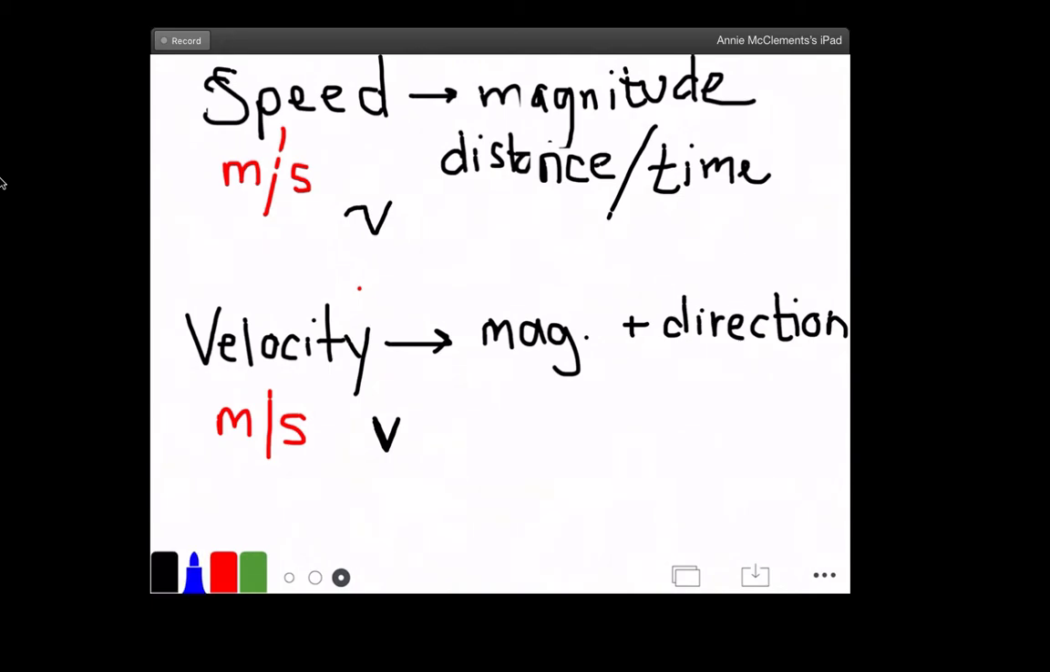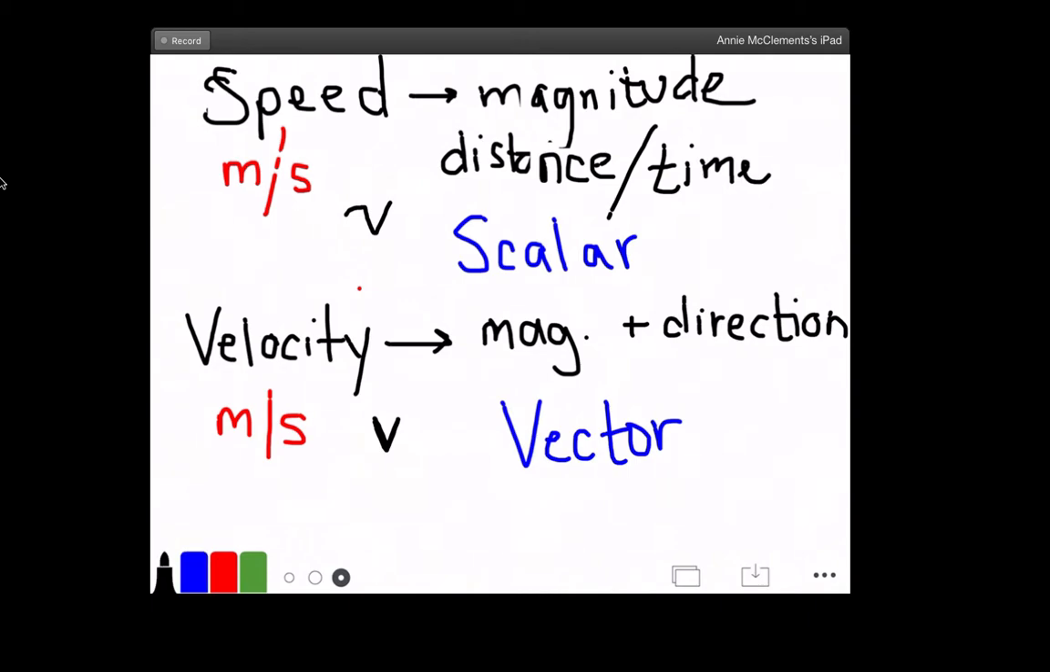Quick little vocab word for you guys. Values like speed that just have magnitude, they don't have magnitude and direction, are called scalar values, okay? Speed is a scalar value. Velocity, because it has a direction, is called a vector. It's a vector quantity, all right? The reason we call velocity a vector quantity is that we can represent it with this thing called a vector, which is basically a fancy word for an arrow.